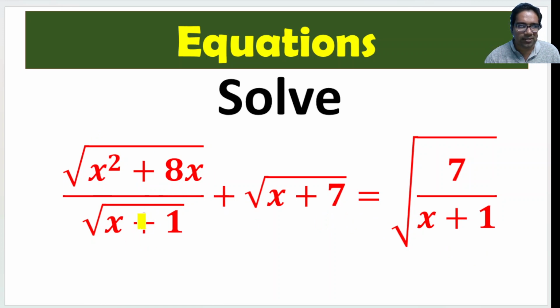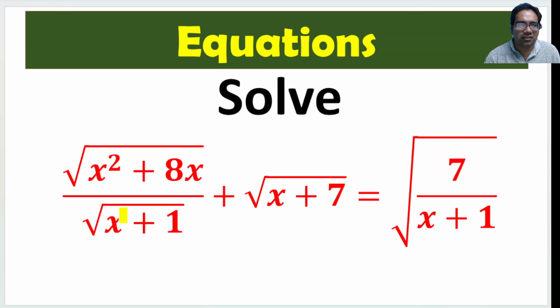And here is √(x+1), and here also √(x+1) is there. And if you also see, if we multiply x+1 with x+7, we'll get x² + 8x also. If we do (x+1) into (x+7), we'll get x² + 8x plus something. So clearly there is a hint.